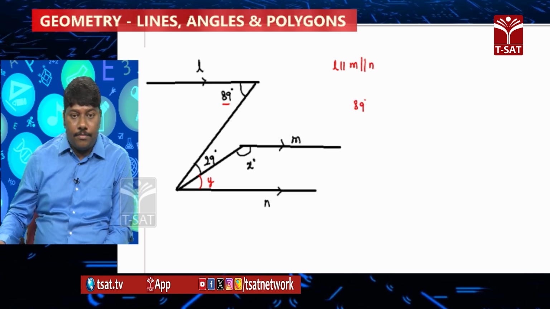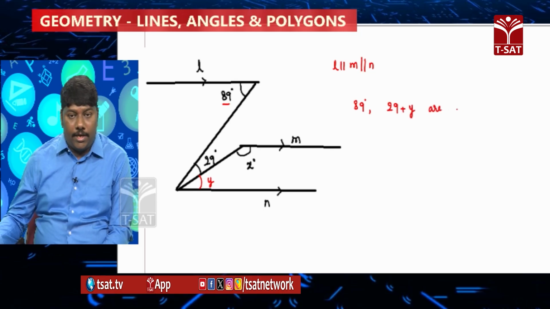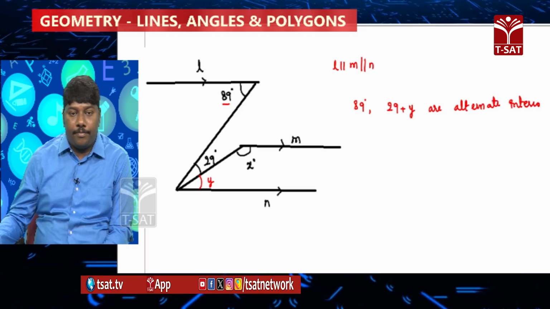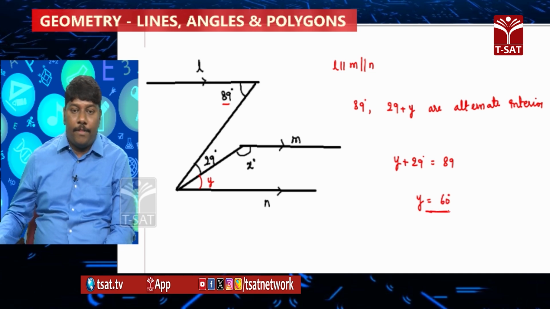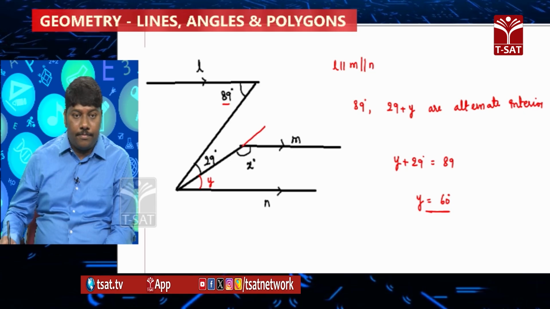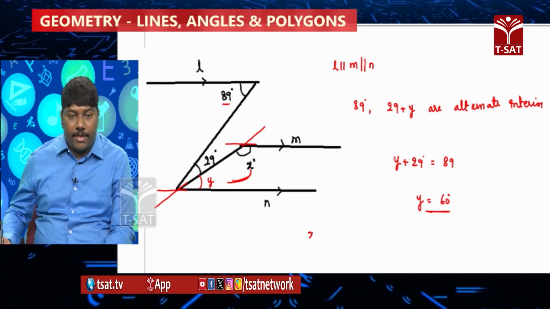If you look at 89 degrees, 29 plus Y are alternate interior. When I say alternate interior, you can just identify them. So alternate interior angles are equal, therefore Y plus 29 degrees is equal to 89. Therefore Y is equal to 60 degrees. Now if you look at X and Y, if you expand it a bit, you can understand that they are one side interior angles. They are not equal, but X plus Y is equal to 180 as we mentioned. X plus Y is equal to 180 means X is equal to 180 minus Y, that is 180 minus 60 degrees, which is equal to 120 degrees.